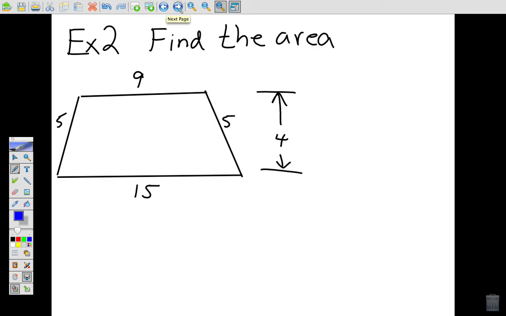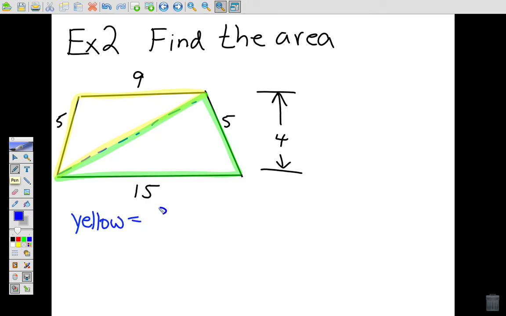Now this is a trapezoid. Remember, for any parallelogram or any trapezoid, I can always split it corner to corner into 2 triangles. I can always use that method. So on the top one, I've got that yellow triangle, and I also have that green triangle in the bottom. So for the yellow one, that's equal to the base of 9 times the height of 4, not 5, divided by 2. 36 divided by 2, 18.